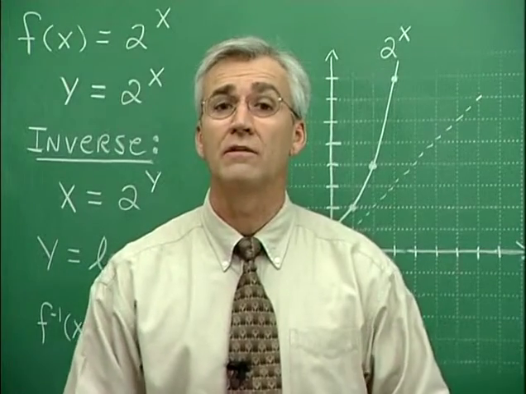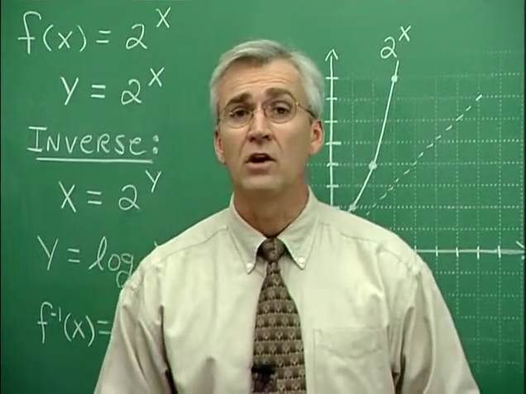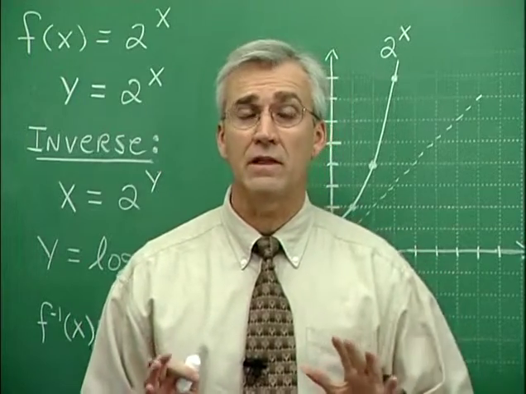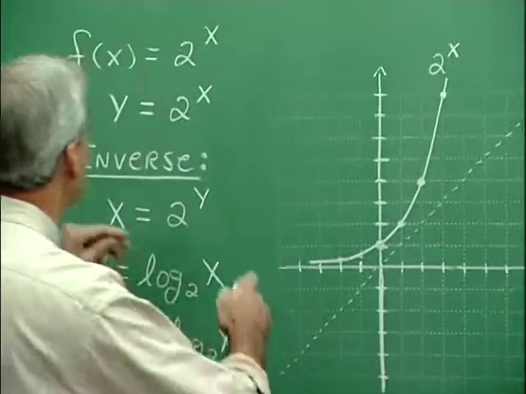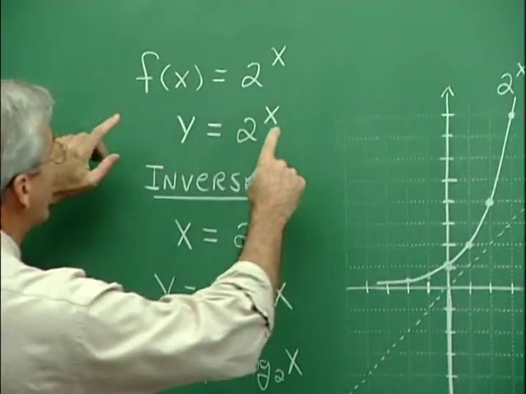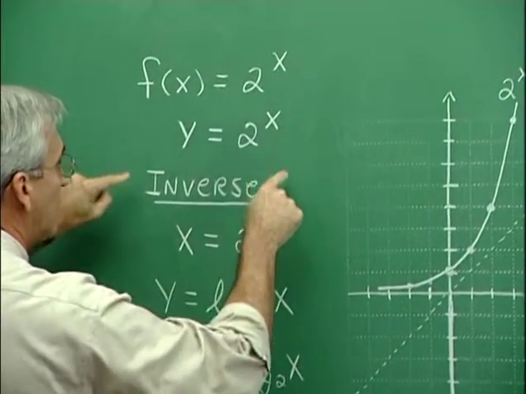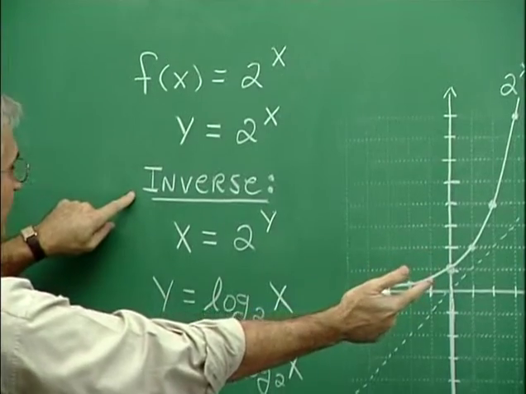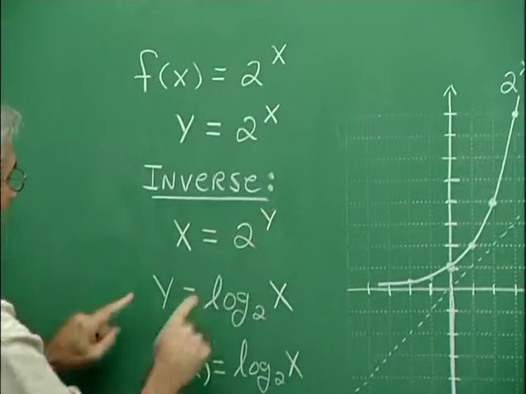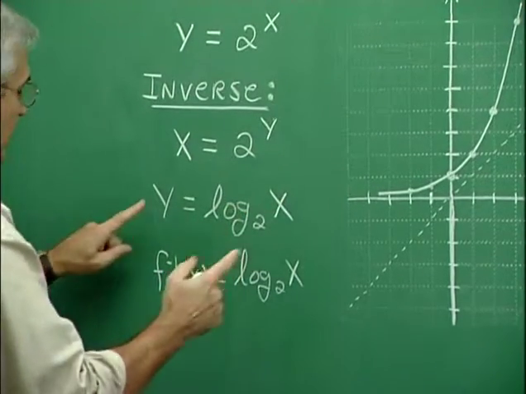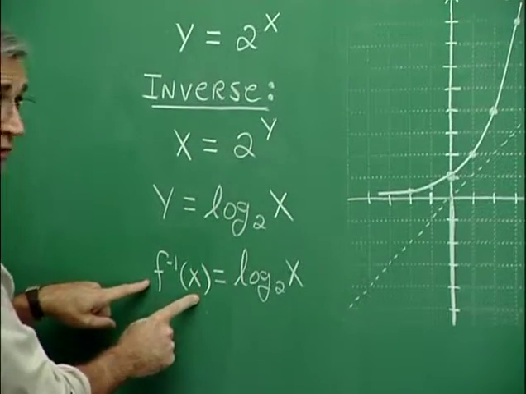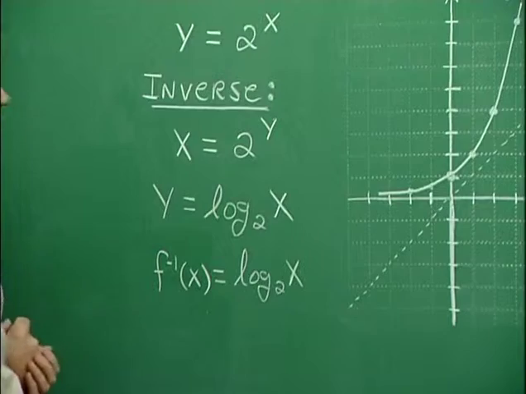Let's look at the graphs of some logarithmic functions, and we'll do this from the perspective that they are inverses of exponential functions. Earlier we generated the inverse of this exponential function. We know all about its graph. Its graph is right here. The inverse we found to be y equals log base 2 of x, and we can designate that as f inverse of x is log base 2 of x.